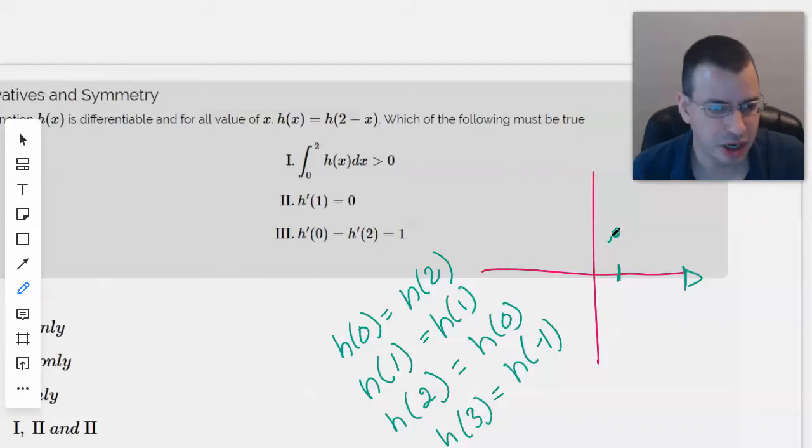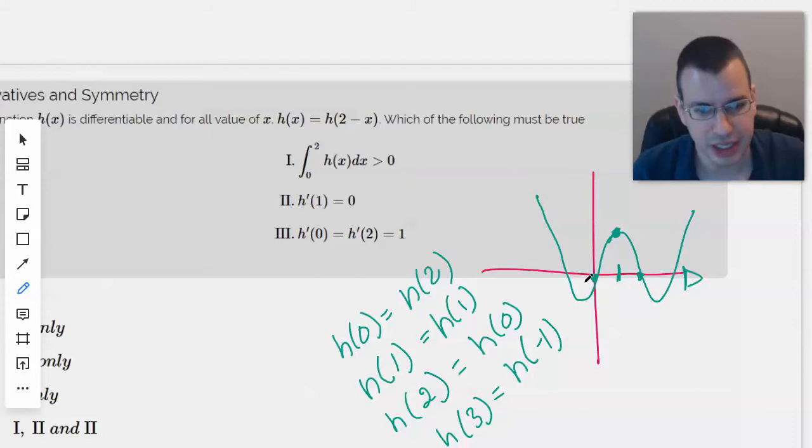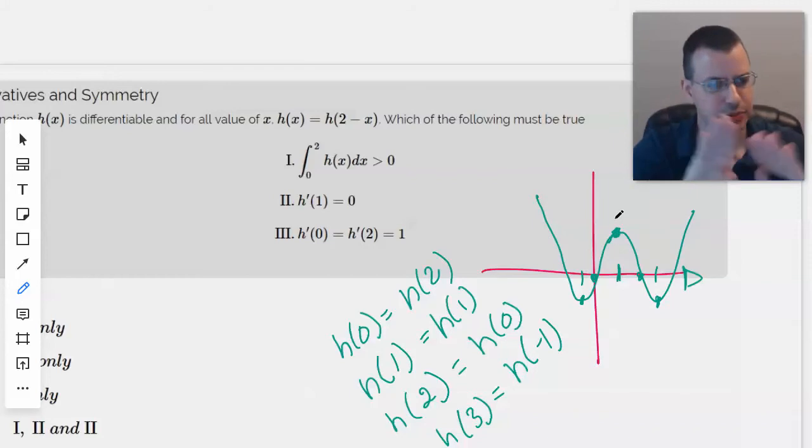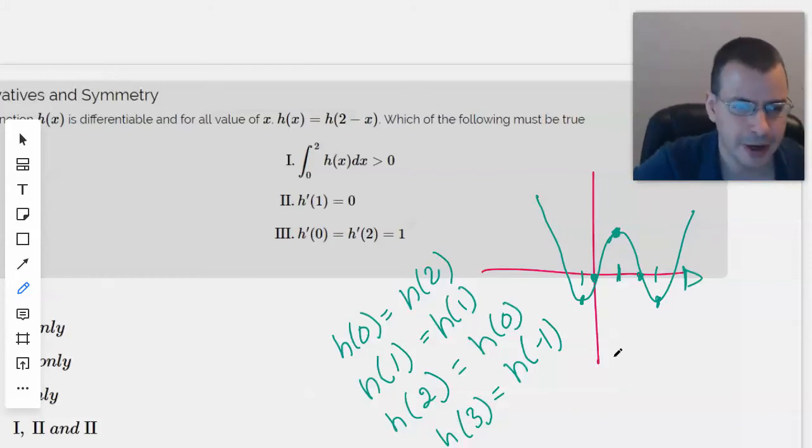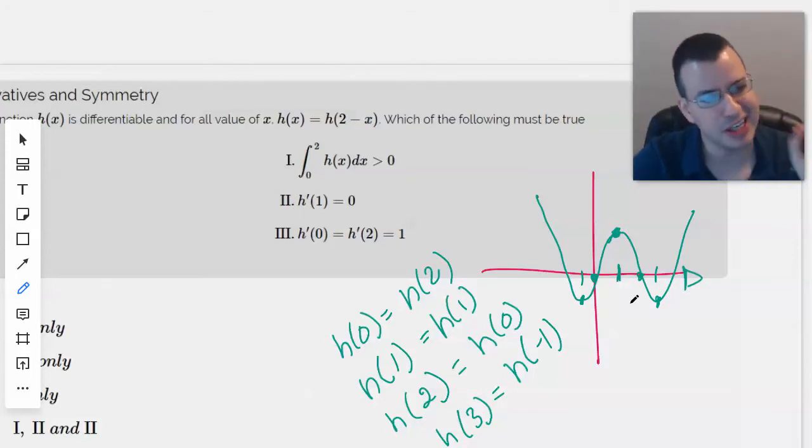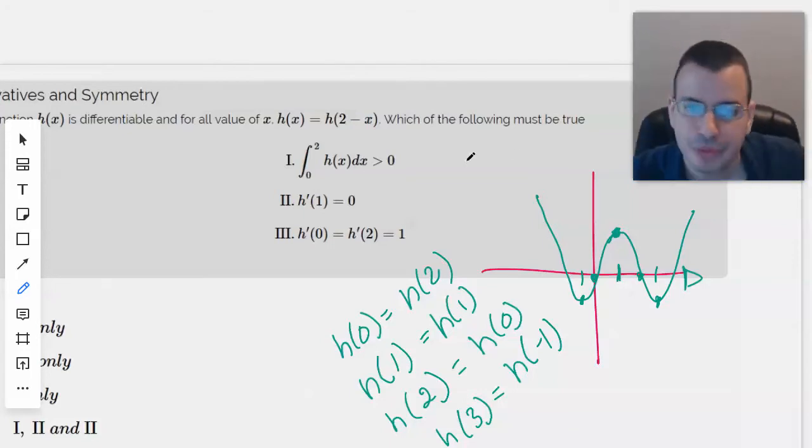And then I'll just draw, I don't know, I can draw whatever I want. Like maybe like that, but then I'd have to draw like this. So it says that h of 0 equals h of 2. h of negative 1 is h of 3. And so it looks like this graph is going to be symmetrical about x equals 1. Which of the following must be true?